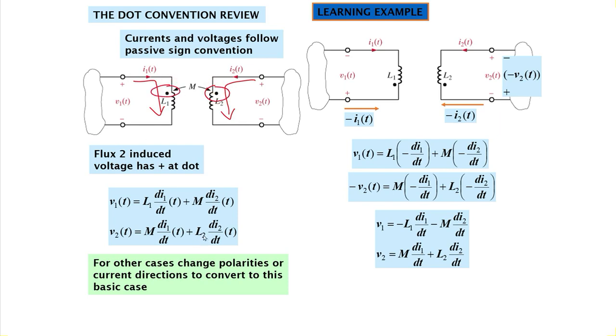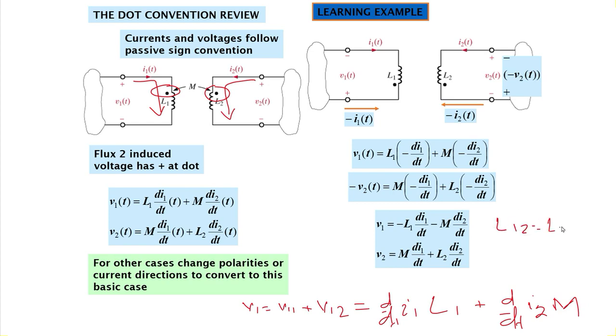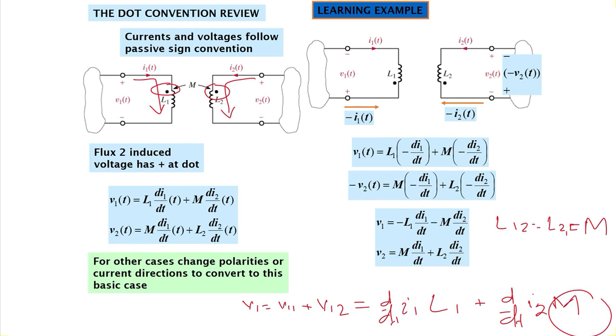So if we write V1, V1 would be equal to V11 plus V12, where V11 is d by dt I1 into L1 and V12 is d by dt I2 into L1, which we term as M, because we have said that L12 is equal to L21 is equal to M, so we are using M.